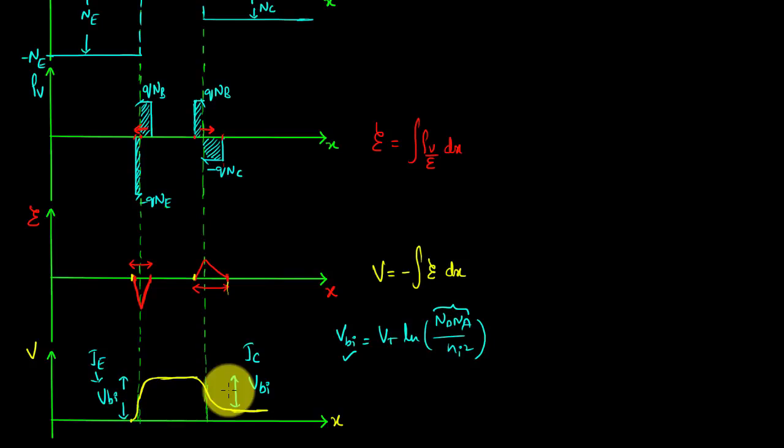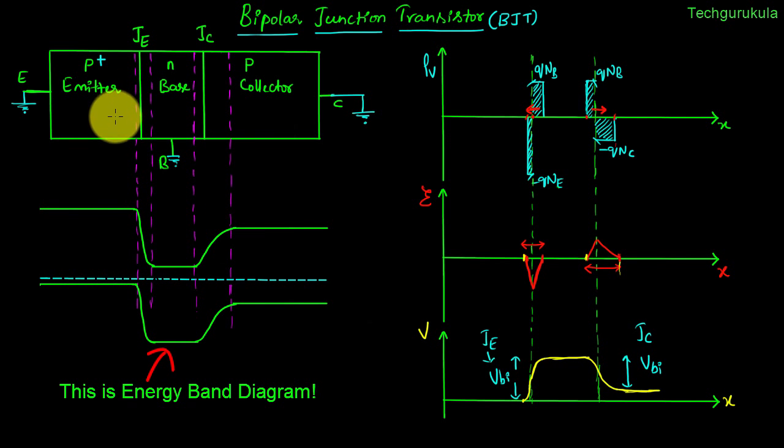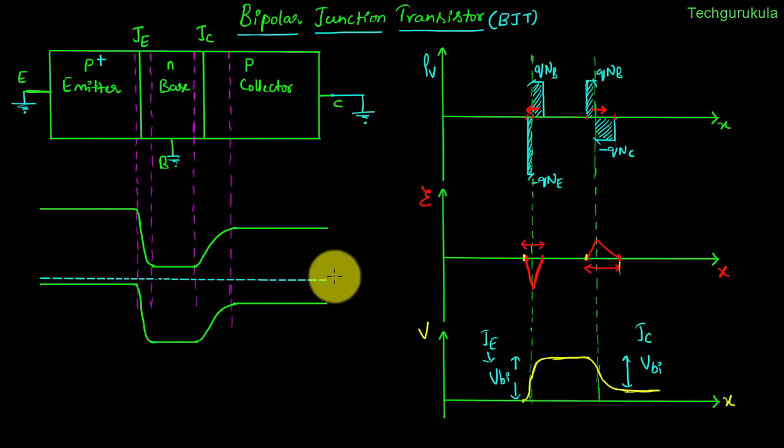Let me first rearrange these graphs before we draw the last diagram, which is energy band diagram. As we assumed, this BJT is under equilibrium where there is no net current flowing through this PNP transistor. So the Fermi energy level should be constant throughout this transistor, and it should not be changing with respect to distance. And that's why EF is shown constant throughout this device. And this is EC, this is EV, and the difference between EC and EV is EG.